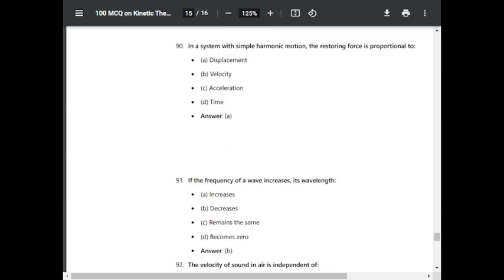In a system with simple harmonic motion, the restoring force is proportional to: option A, displacement; option B, velocity; option C, acceleration; option D, time. The correct answer is A, displacement. In a system with SHM, the restoring force is proportional to displacement.